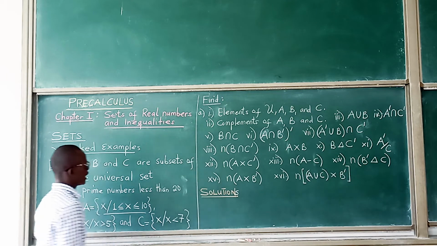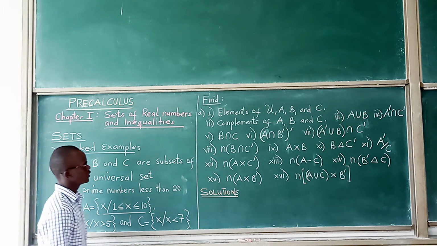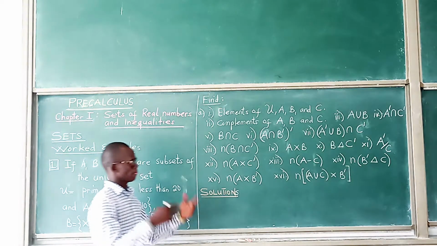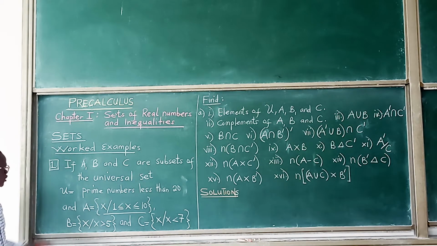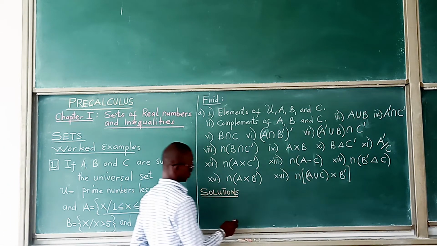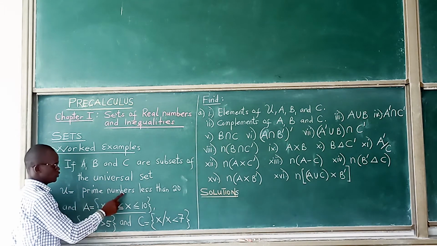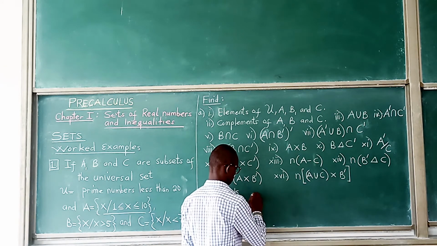Okay. So we go about the questions that were given to us from this problem. The first question says we must find the elements of set U, set A, set B, and set C. So what are the elements of these sets? Let's look at set U first. Set U says prime numbers less than 20. So let's look at the number line.